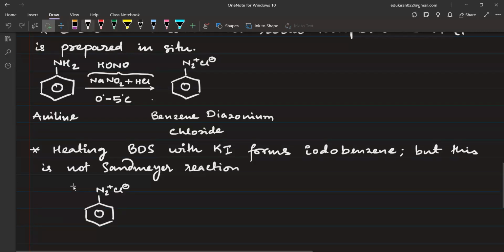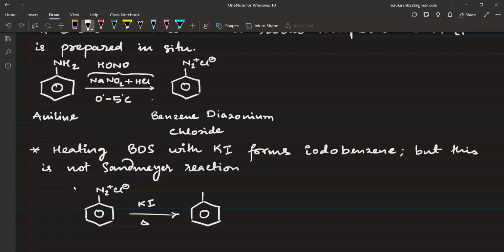When you have benzene diazonium chloride and you treat it with potassium iodide with some heat, you can also use sodium iodide. That much chemistry NCERT expects from you, that potassium iodide and sodium iodide have similar properties, which is why you can write both of them. This is going to give you iodobenzene like this. You write this down.